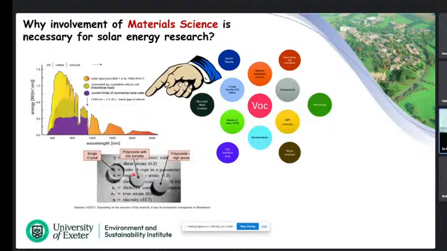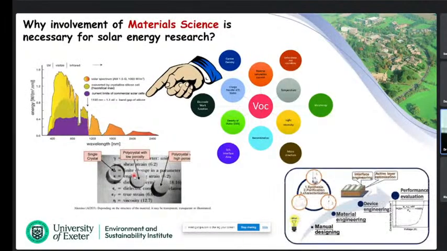Here is just a quick example. I will give more examples again, but it's just a quick overview of how materials can play a crucial role in solar cells research.